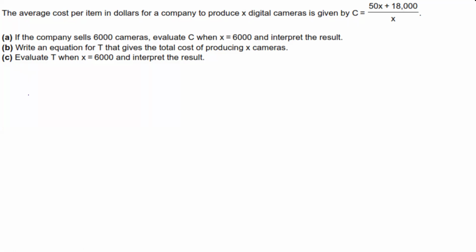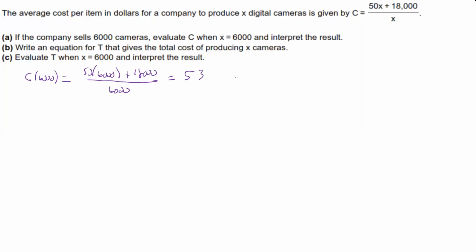All right, so what we're going to do is say C of 6,000 equals 50 times 6,000 plus 18,000, all divided by 6,000. I'm just going to do that on my calculator. So we'll have parenthesis 50 times 6,000 plus 18,000, and then divided by 6,000. So we get 53.